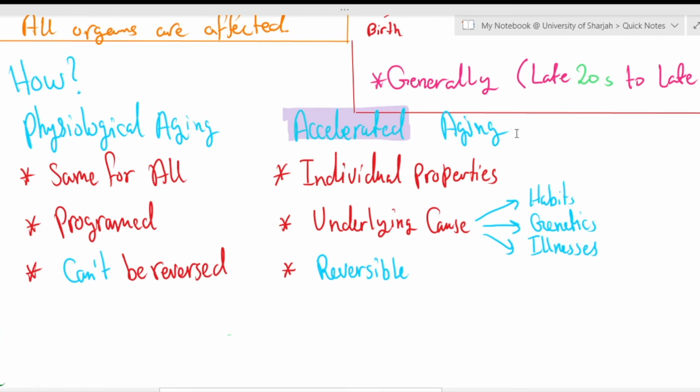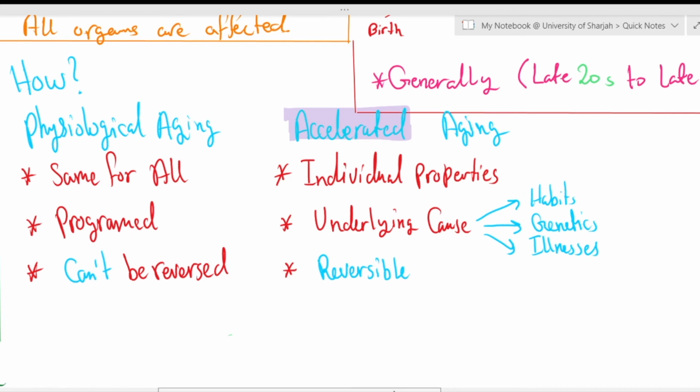But accelerated aging, on the other hand, depends on each individual, and it should have an underlying cause, and it's reversible once we cure the underlying cause at some point. So what could be this underlying cause? It could depend on the habits, as we said, lifestyle, genetics, and if this person has any underlying illnesses, diabetes, hypertension, atherosclerosis, and so on. So this all will accelerate the aging. It will cause pathological aging.